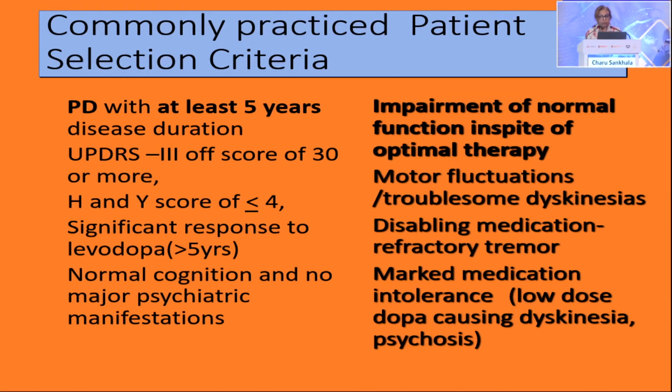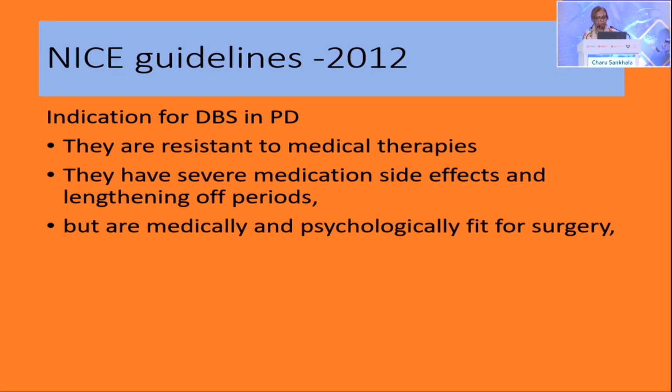And there should be an impairment of normal function in spite of optimal therapy. If the patient has a lot of motor fluctuation, or troublesome dyskinesias, they are ideal for undergoing DBS. Disabling medication-refractory tremor is another indication, and marked medication intolerance, that means you give low-dose dopa, it still causes dyskinesia, psychosis, and orthostatic hypotension as well. In 2012, these guidelines also said the same thing, that you should do DBS for PD if they're resistant to medical therapies, which is not completely correct. They have severe medication side effects, that means on and off fluctuations and lengthening of the off periods, but are medically and psychologically fit for surgery.